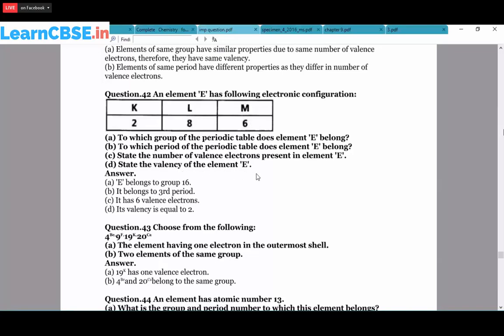State the number of valence electrons present in the element. So for the valence electrons, we always have to look at the outermost shell. So M is having 6. So there are 6 valence electrons. So what is the valency of the element? The valency is nothing but how many electrons it is able to lose or gain. So here it's already having 6 electrons in the outermost shell, so it can gain two electrons. So its valency is 2.